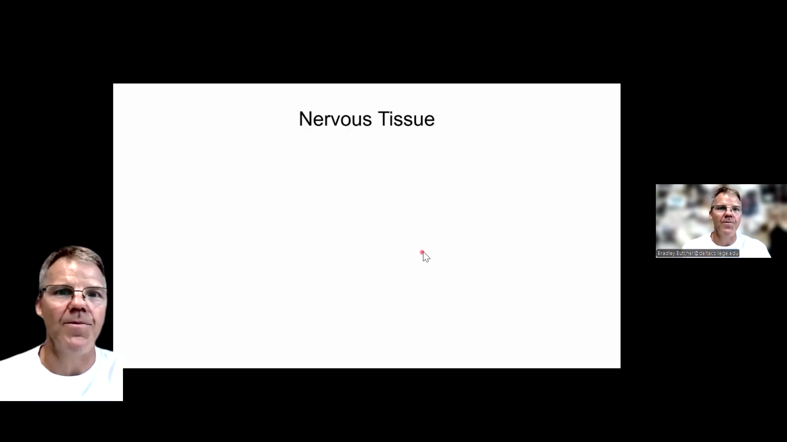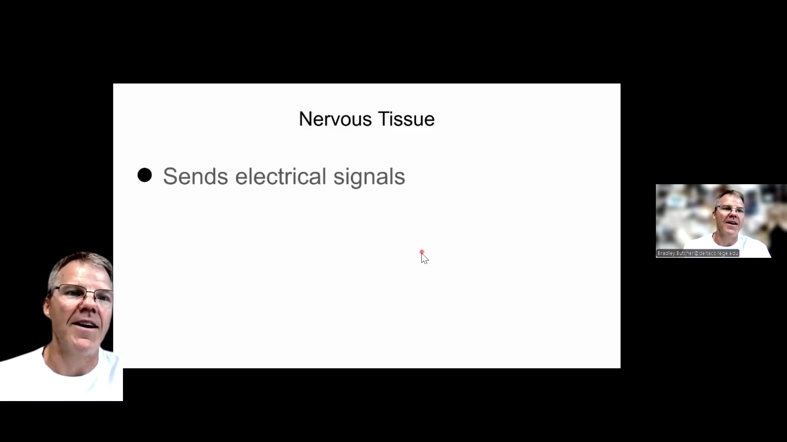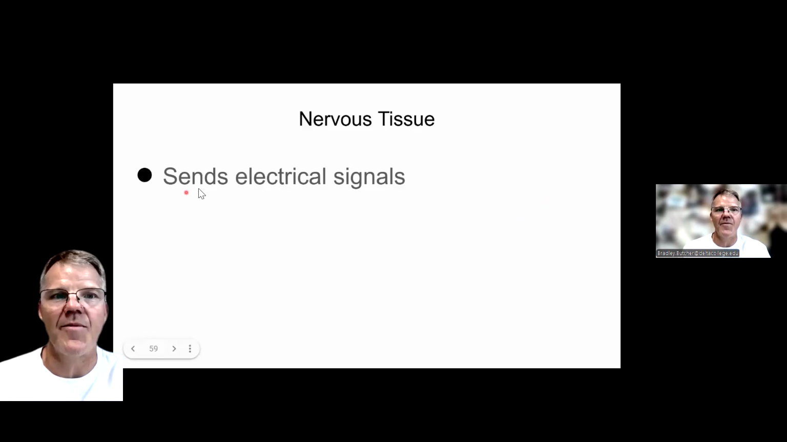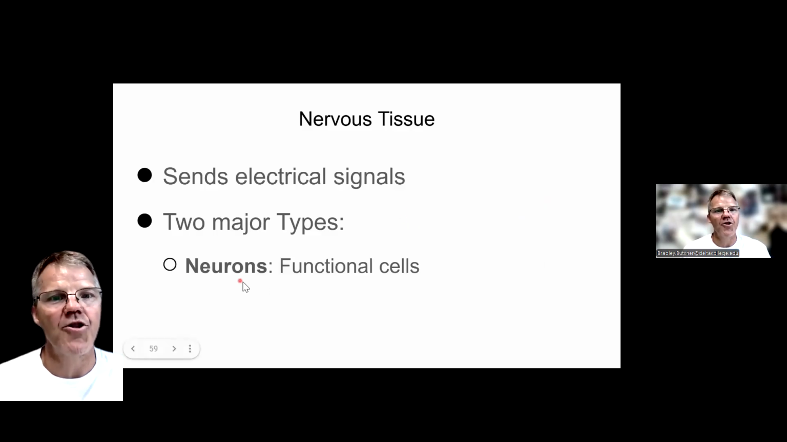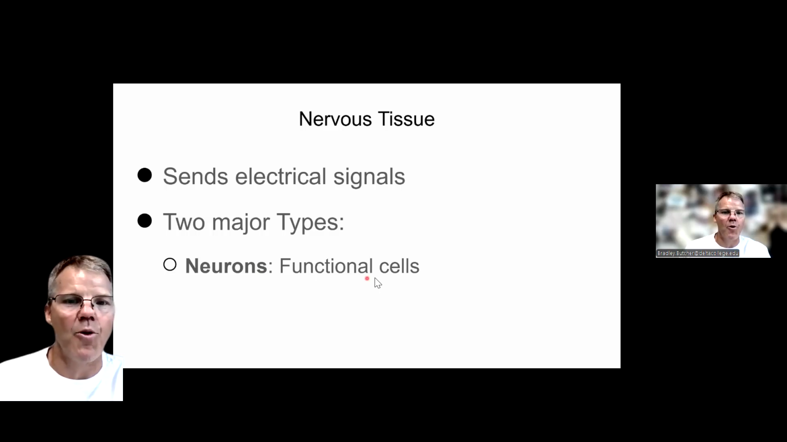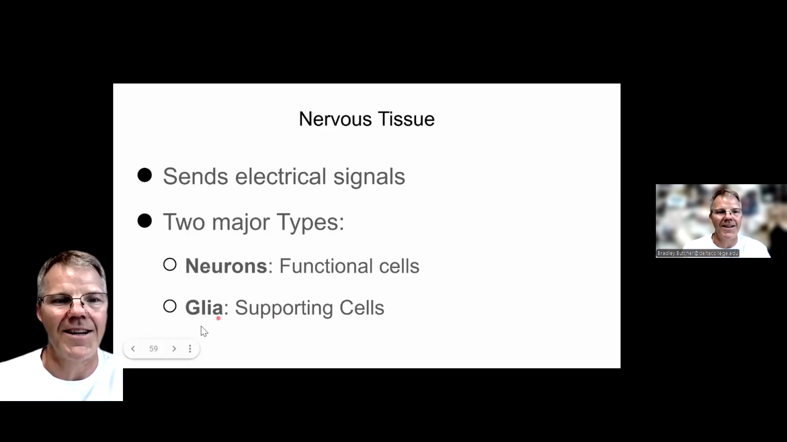Let's move on to nervous tissue. Nervous tissue, or neural tissue, is tissue that communicates by sending electrical signals. There are two major types of neural tissue. We talk about the neurons, which have been called the functional cells. They're the ones actually doing the communicating, and they're supported and surrounded by another type of tissue called glial cells, or glia.